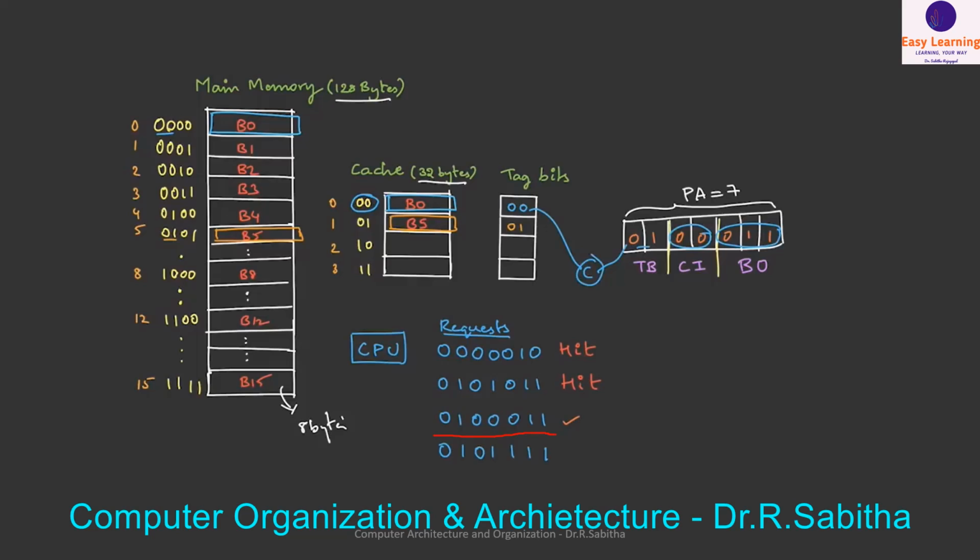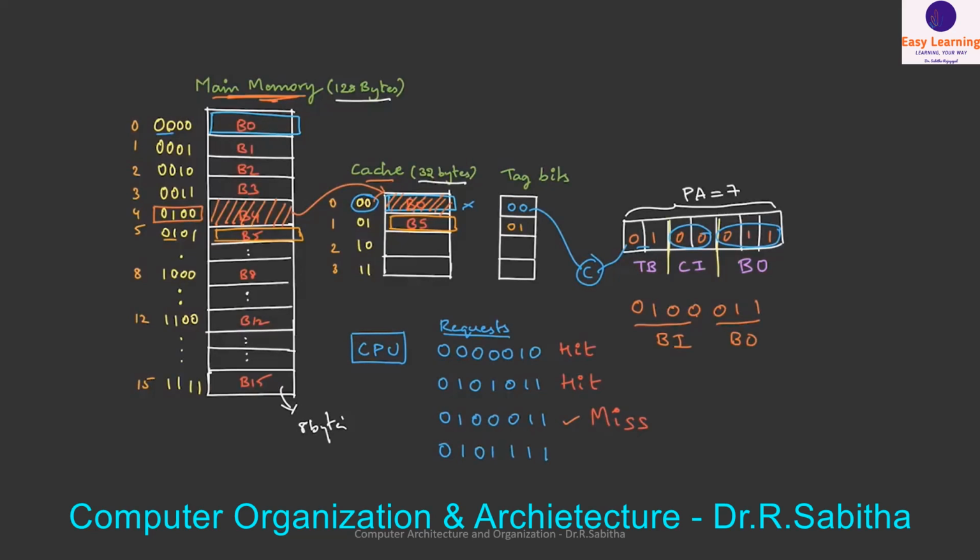Now let us take this example: 0 1 0 0 0 1 1. Now the cache index is 0 0. I am going to check the 0 0 relevant tag bits. So the tag bit value is 0 0. It is compared with the tag bits in the physical address. What is the value? 0 1. So when you compare, it does not match, hence it is a miss. This is how you will be identifying whether it is going to be a cache hit or a cache miss.